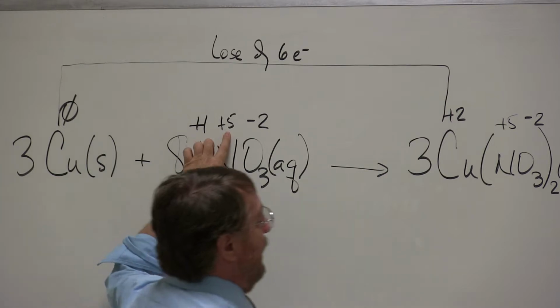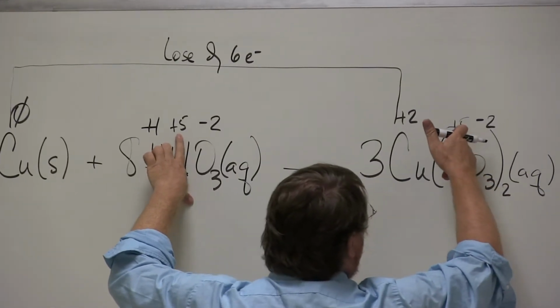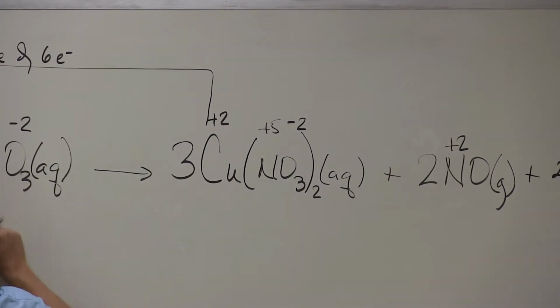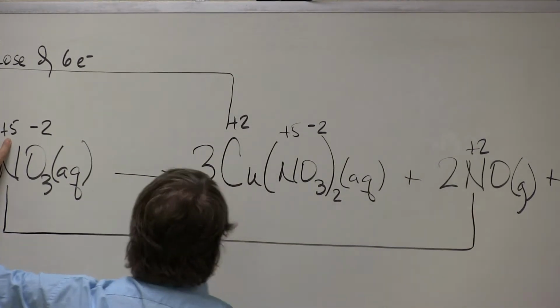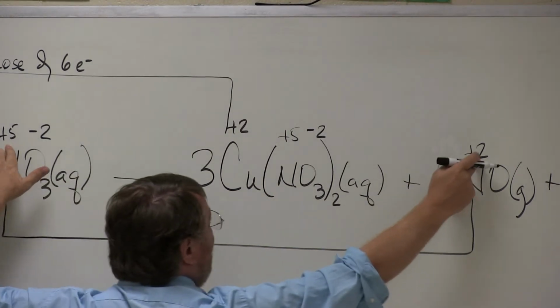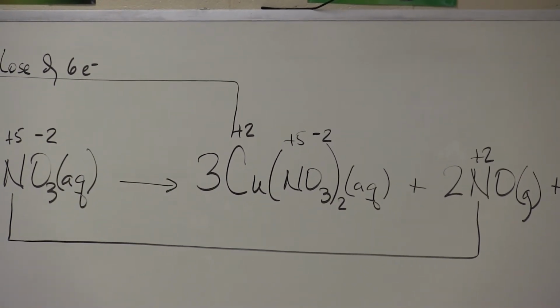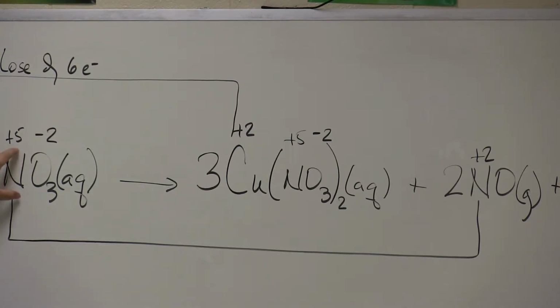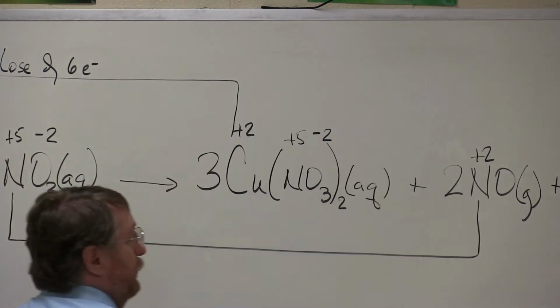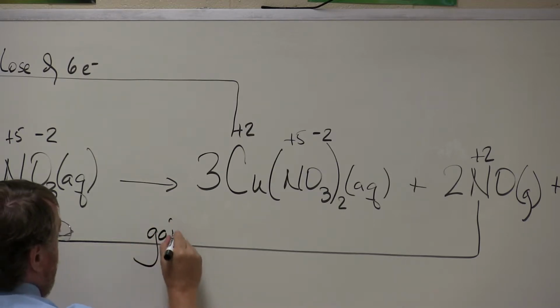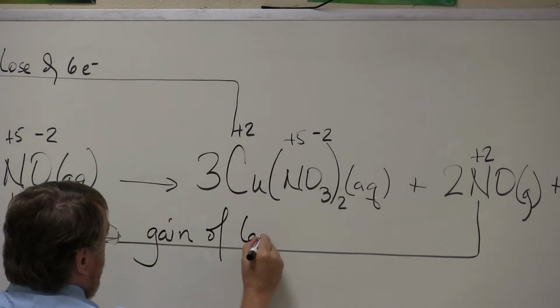Nitrogen's going from +5 to +5. That's no change, but also some of the nitrogens are going to +2. +5 to +2 is a gain of electrons. Okay, we're reducing our charge, so that's a reduction. But only 2 of the nitrogens are doing that. Each of those are gaining 3 electrons. 2 times 3 is 6, and we have the gain of 6 electrons.